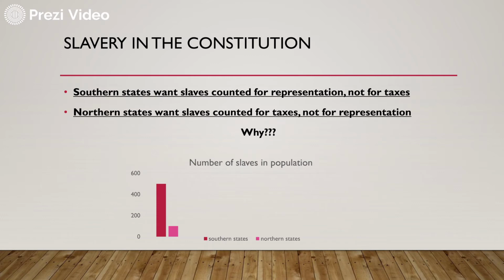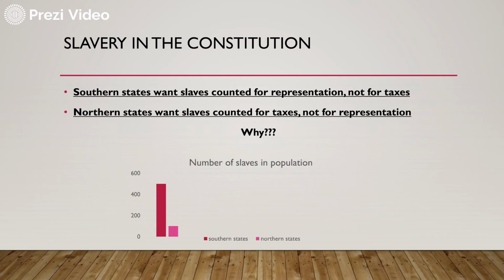And so the southern states wanted the slaves counted as part of their population, but they didn't want to have to pay taxes for their slaves. So they didn't want the slaves counted in the population when they had to pay their taxes, but they did want it for representation in the government. The northern states wanted slaves counted for the taxes.